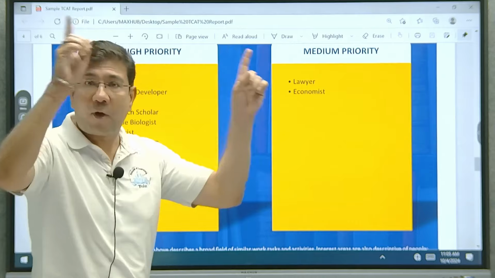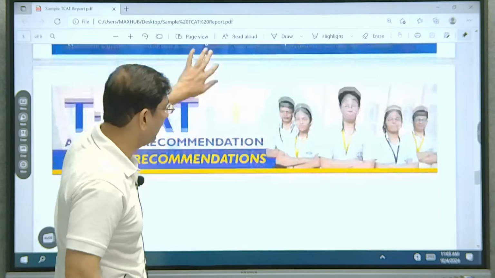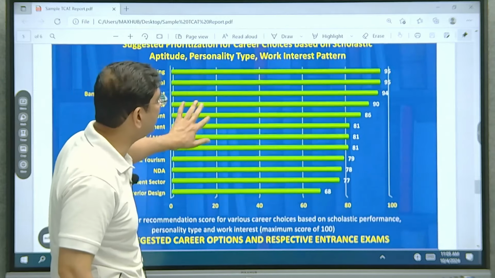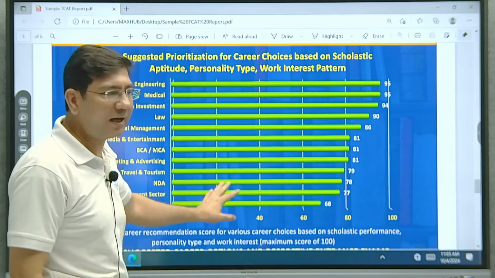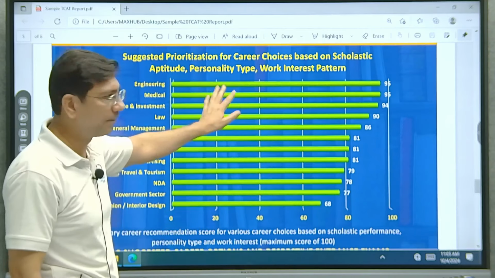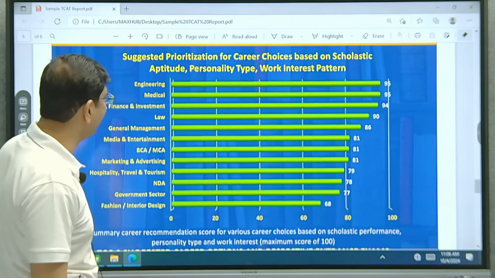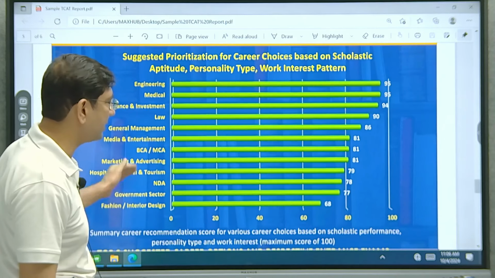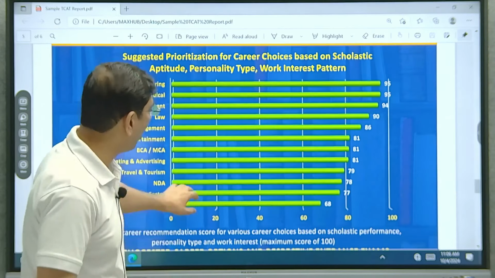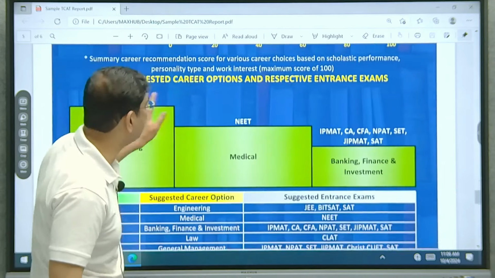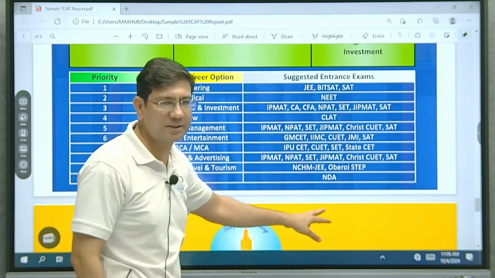Now, recommendations of all three engines will then be combined into a unified engine which will finally give a very specific report for your child or recommendation for your child. For this child, engineering comes first, followed by medical, followed by BFSI, then law, then general management, then media, BCA, MCA, marketing and advertising. And then this report will be handed over to the child. This also includes the potential examinations that the child can appear for, right? All the opportunities, what kind of exams the child can appear for.